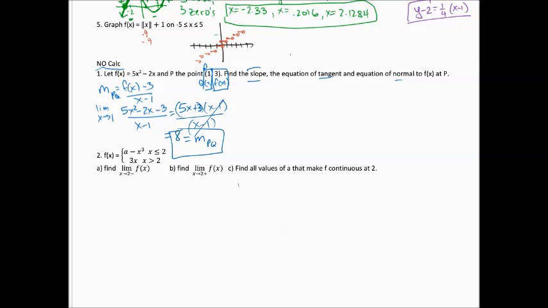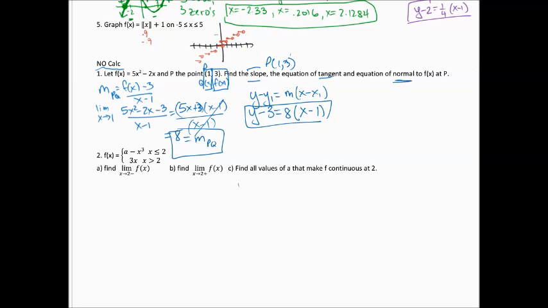Now we need the equation of the tangent. The tangent will be y minus y1 equals m times x minus x1. So y minus, again, we're using the point P, which is (1, 3). So this becomes y minus 3 equals this slope 8 times x minus the 1 value.